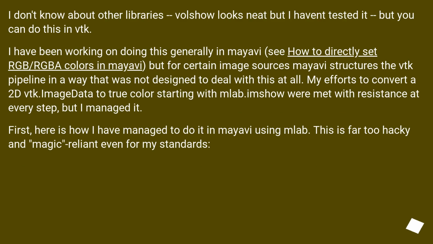I don't know about other libraries. Bokeh looks neat, but I haven't tested it, but you can do this in VTK. I've been working on doing this generally in mayavi, see how to directly set RGB/RGBA colors in mayavi, but for certain image sources mayavi structures the VTK pipeline in a way that was not designed to deal with this at all. My efforts to convert a 2D VTK image data to true color starting with mlab.imshow were met with resistance at every step, but I managed it.